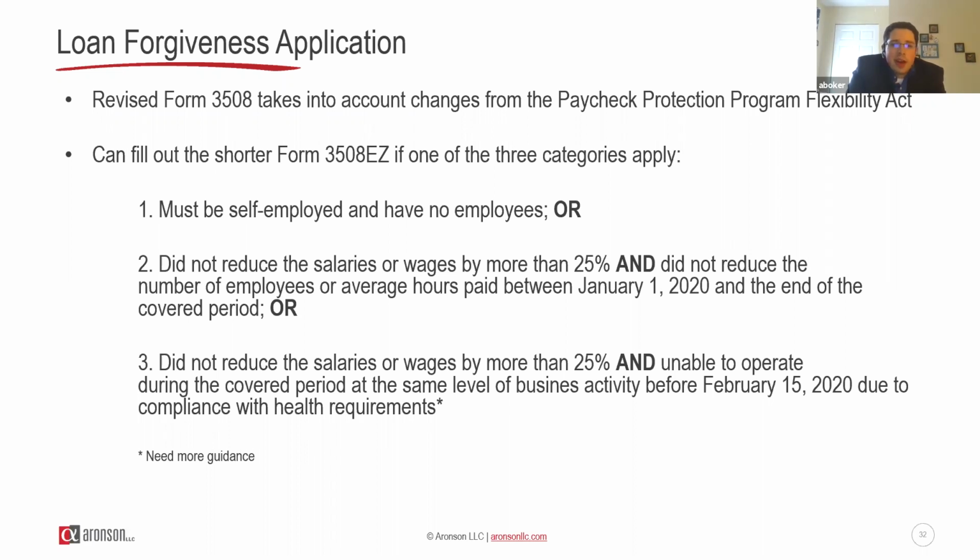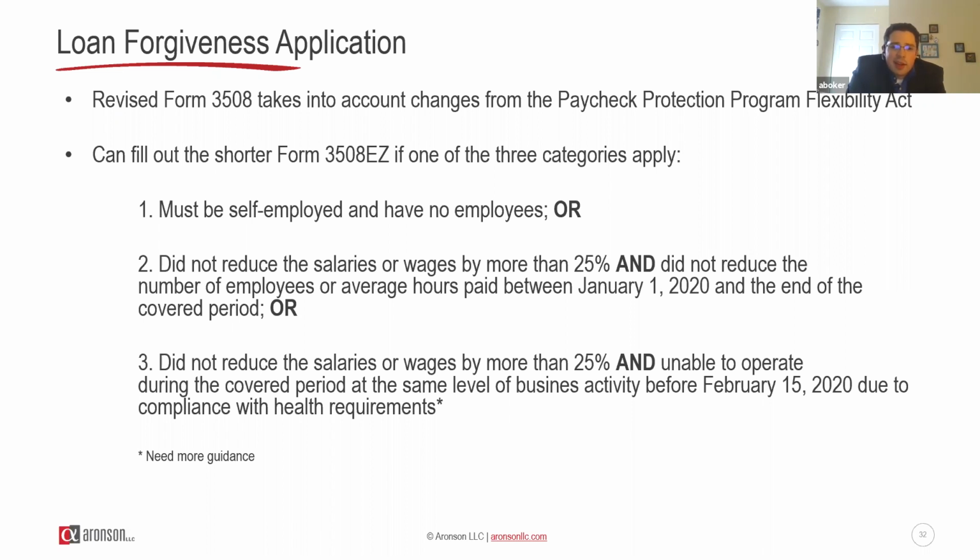The second one is you did not reduce any salaries or wages by 25%. You didn't reduce the hours. You didn't reduce your FTE headcount between January 1st and the covered period. So basically, again, if you have nothing to report as far as reductions, you'll fall into that second category.